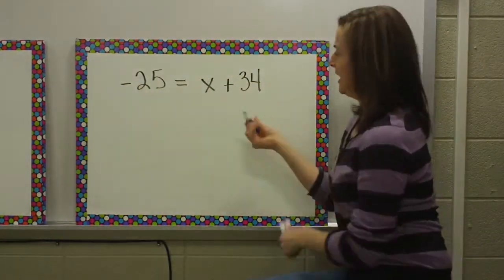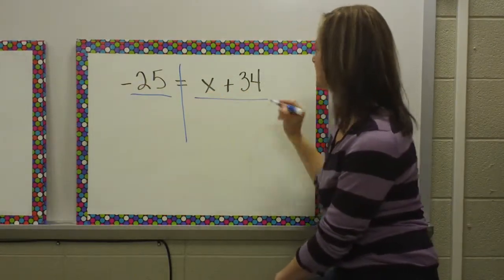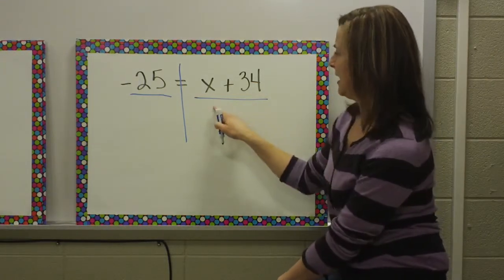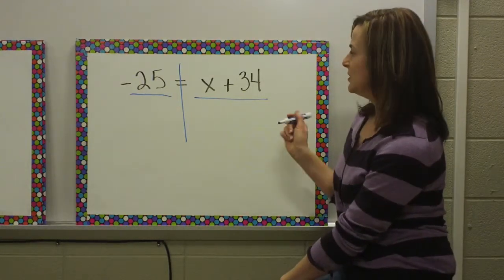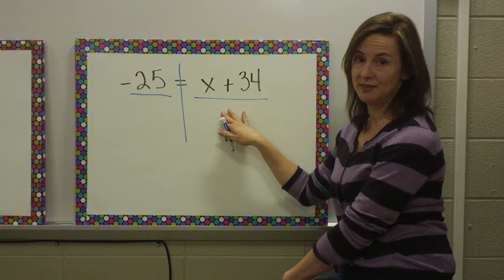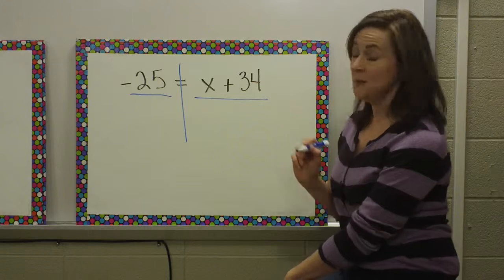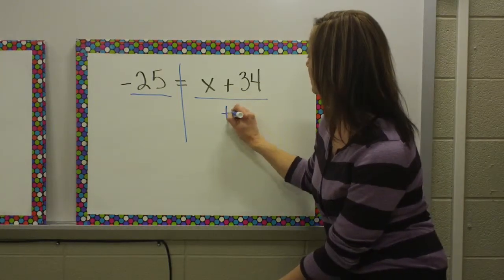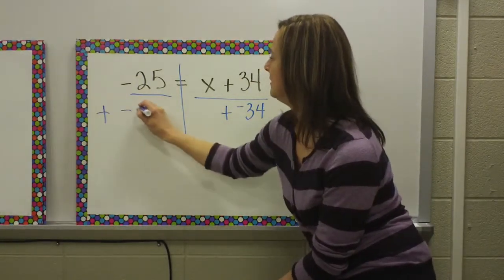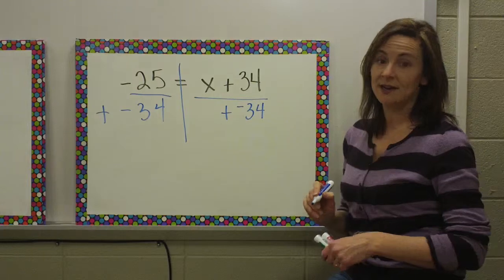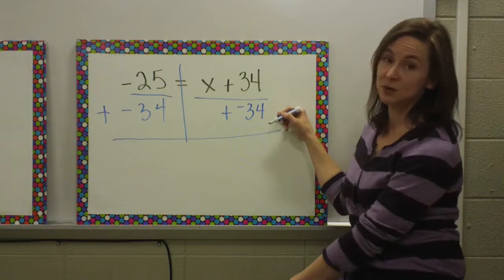All right, so again, I have my equation, and I'm going to create my scale. This side needs to equal this side. Notice that this time the x is on the right side of the equal sign. And that's okay. You don't have to worry about that. So I'm just going to focus over here on this side. Because I want x by itself, I'm going to add the opposite. Well, the opposite of a positive 34 is going to be a negative 34. So over here, I'm going to add a negative 34, because whatever I do to one side, I need to do to the other.